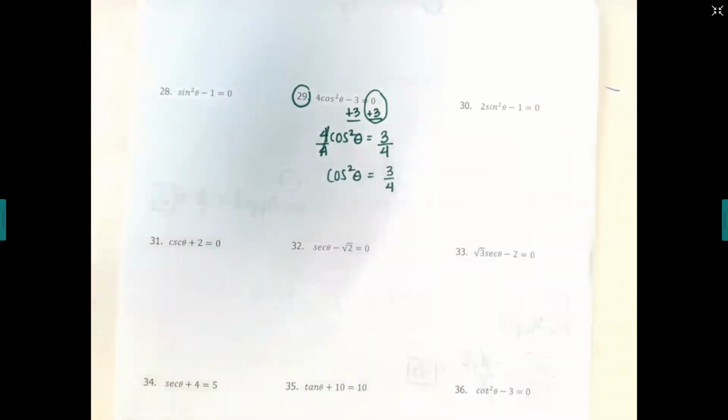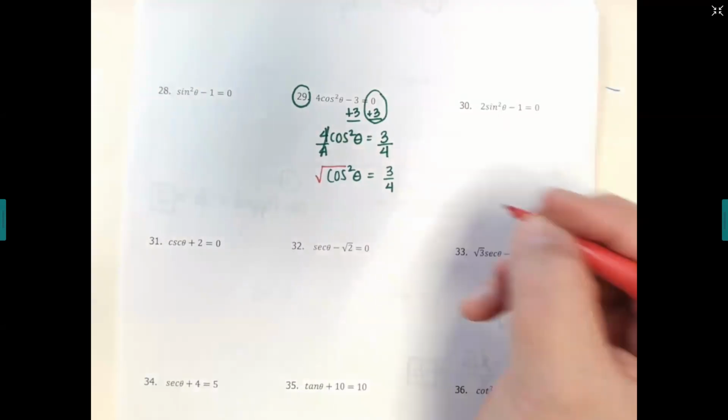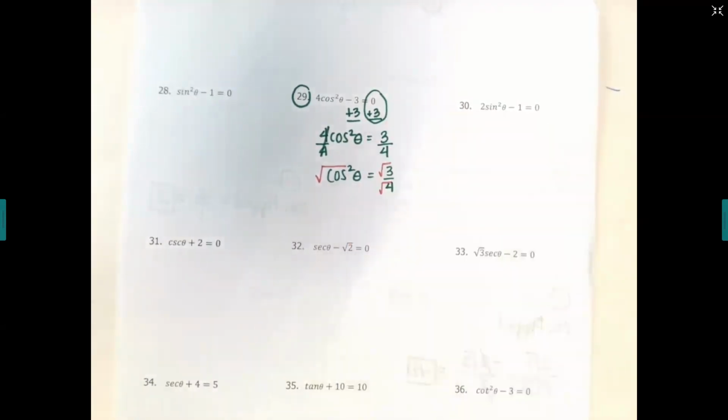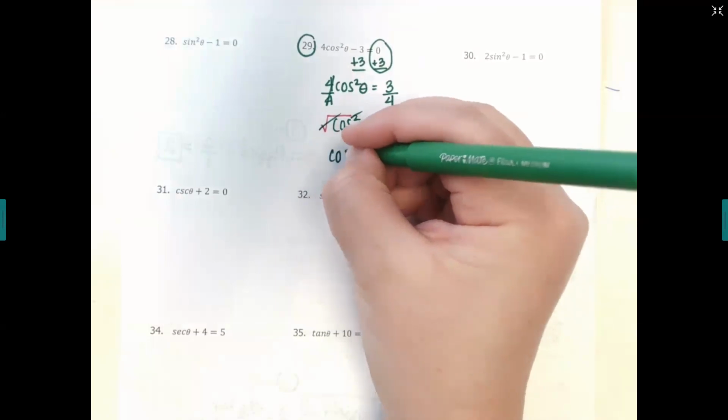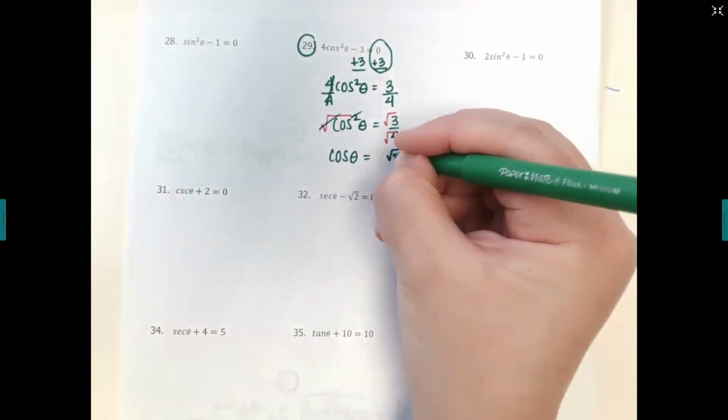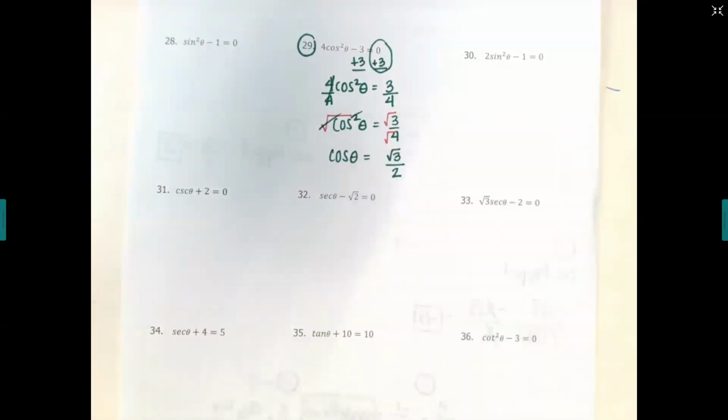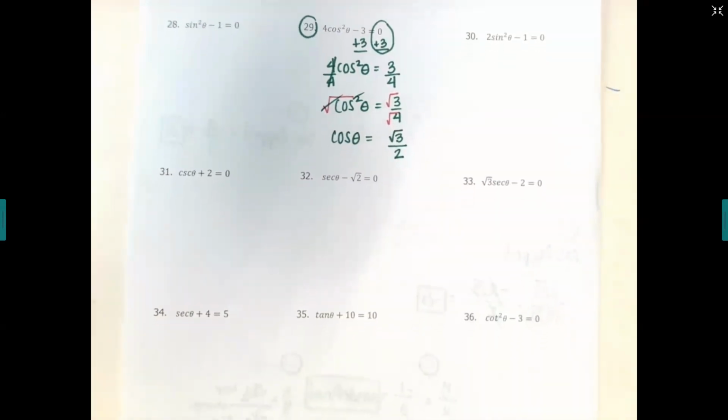Okay, next step, how do I get rid of the squared? Take the square root, and when you square root a fraction, do you remember you do the top and the bottom individually? So I'm gonna square root here, and then I'm gonna square root here. The reason you want to square root the 3 and the 4 separately is that one of them is a perfect square. Which number can I square root evenly, the 3 or the 4? 4. What is the square root of 4 on the bottom? 2. So I have cosine theta equals square root 3 has to stay, but the square root of 4 is 2.